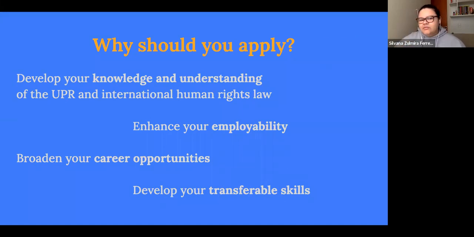With the simulation on your CV, in some jobs or even in the academic field, you can have some extra points if you're applying for a spot. And you can also develop your transferable skills such as debating, networking, leadership, and negotiation. There are a lot of different skills that you can develop during the simulation.